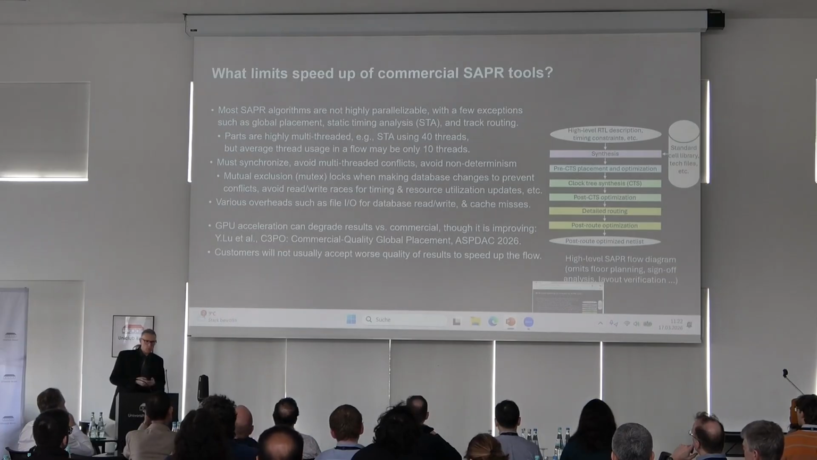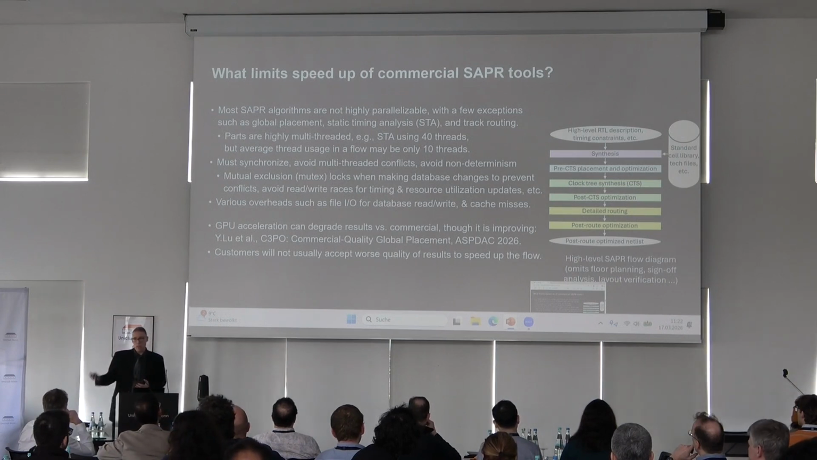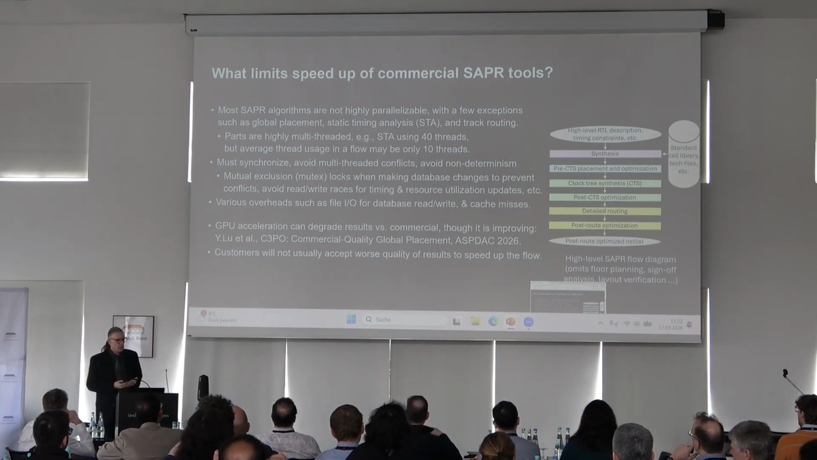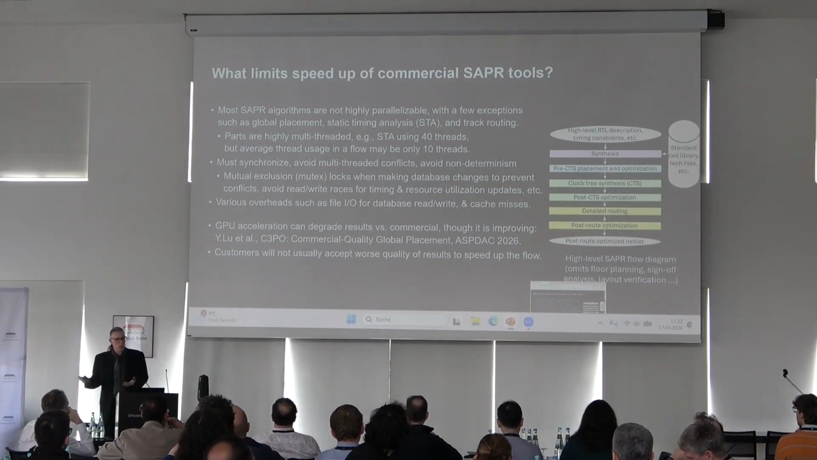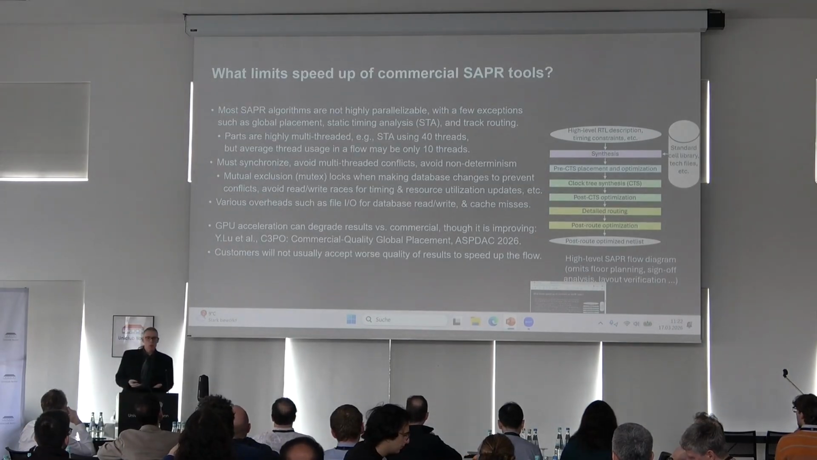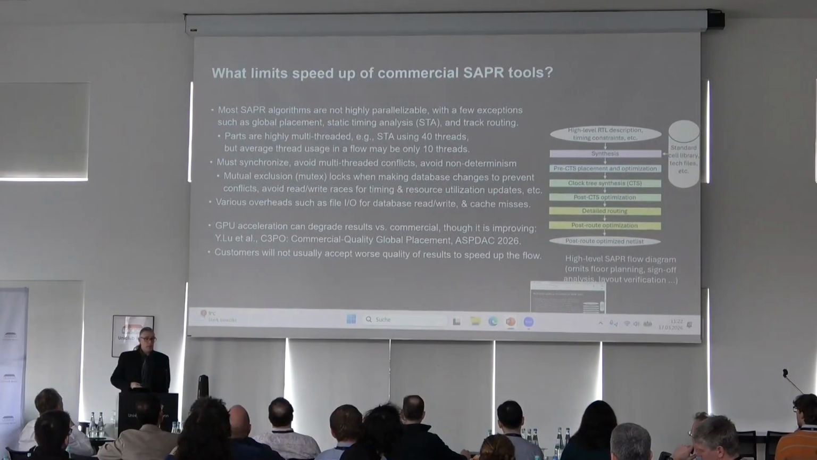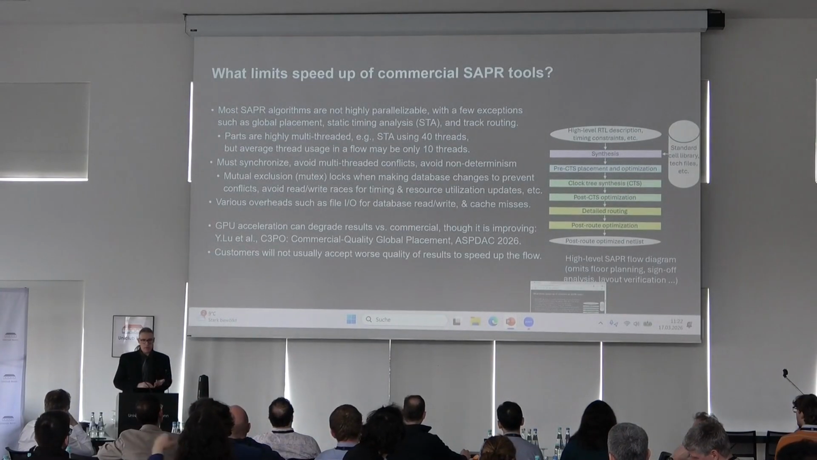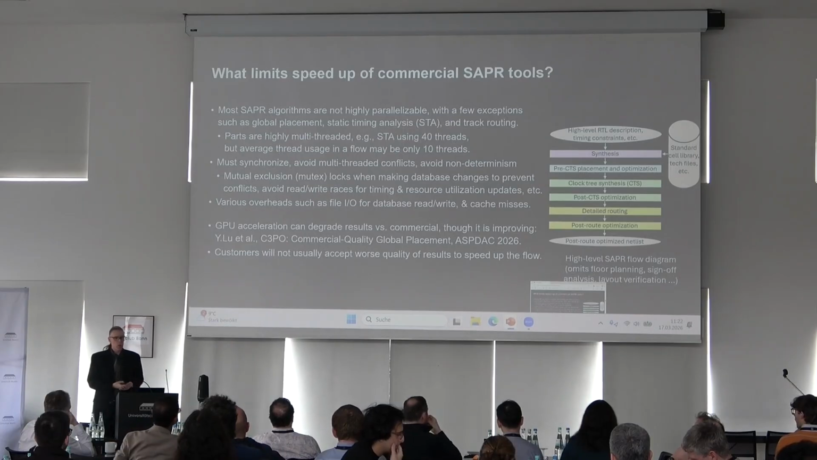So the basic problem is that a lot of the algorithms that you have are not highly parallelizable. There are a few exceptions to this, and you may, for example, see static timing analysis with lots of corners being able to use 40 threads. But if you look at a typical commercial tool, your average thread utilization through the flow may be only 10 threads. There are various reasons for this. You need to synchronize, you need mutual exclusion locks to avoid read-write conflicts. You have overheads such as file I/O, cache misses, and so forth.